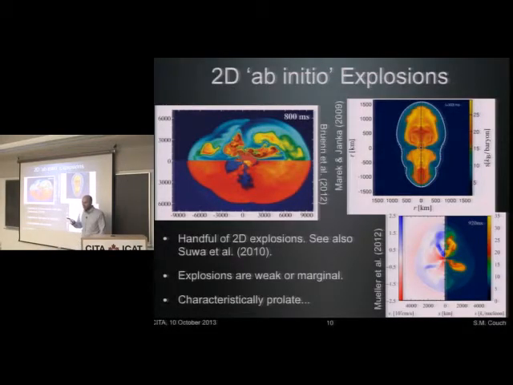So there's a handful of ab initio explosions in 2D, meaning that these are realistic neutrino transport calculations coupled to hydrodynamics, energy-dependent transport with realistic physics and interactions for the neutrinos. So it looked like things are a little bit better in 2D than in 1D. Now, the thing about these explosions is they're typically weak, meaning that they're well below 10 to the 51 ergs of kinetic energy. And they're characteristically prolate. They're extended often along the symmetry axis in 2D. There is a symmetry axis there.